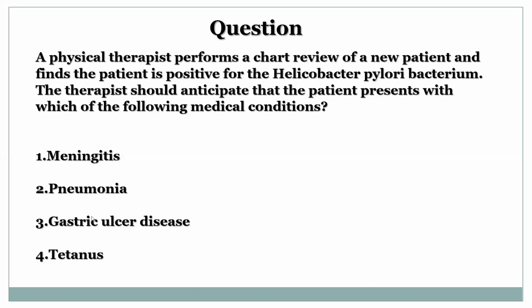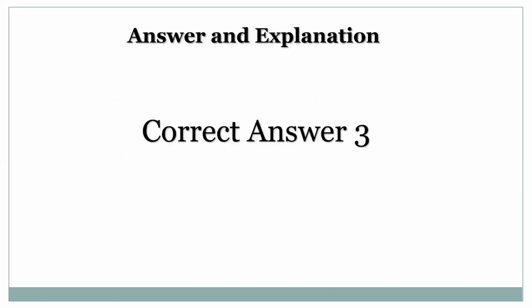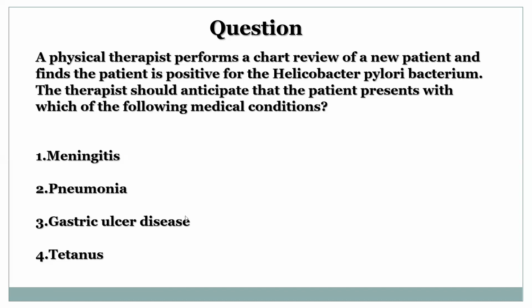Gastric ulcer disease is often caused by gram-negative Helicobacter pylori. Sometimes, so it could be this answer. What is tetanus? Tetanus is an acute and often fatal disease if left untreated, marked by a state of continuous muscular contractions and rigidity of the voluntary muscles. So the correct answer is 3, which is gastric ulcer disease.